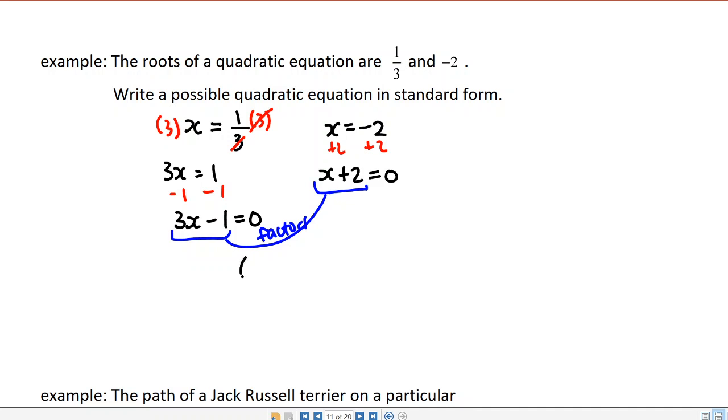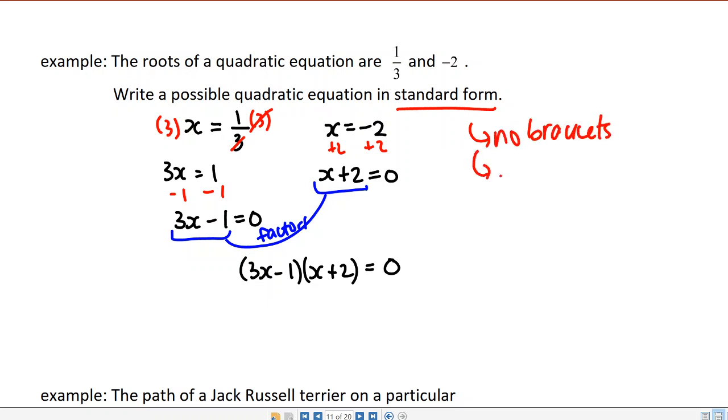So working backwards again, I'm going to write them as 3x minus 1 times x plus 2 equals 0. So that's the equation for the quadratic equation, but we wanted it in standard form, which means no brackets. It also means no fractions.